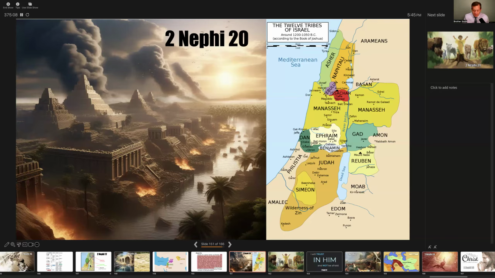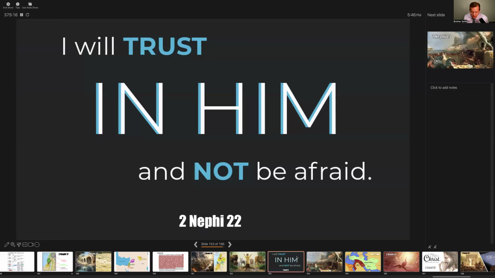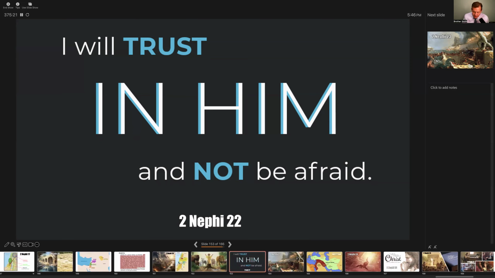And then Isaiah breaks into basically a song. That's chapter 21, or sorry, chapter 21 is this one. Chapter 22 is this song. It's a hymn, basically. And you can read that. It's beautiful that God is my salvation. I will trust God. I will not be afraid. Jehovah is my strength.